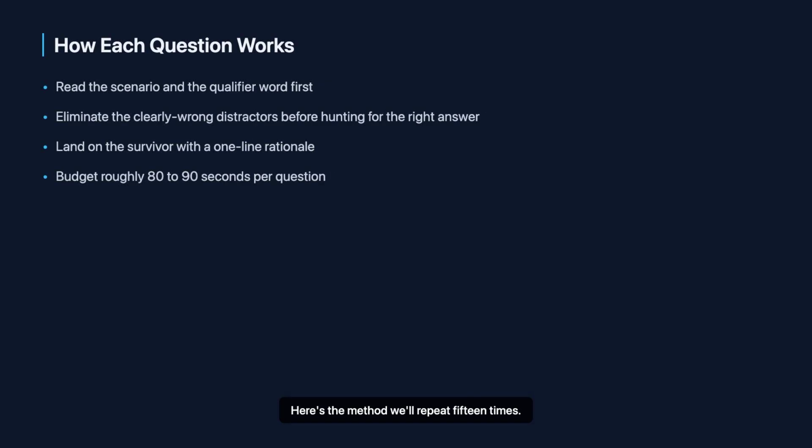Here's the method we'll repeat 15 times. First, read the scenario and find the qualifier word: the most cost-effective, the least overhead, the most secure. That word often decides everything. Second, eliminate the answers that are clearly wrong, rather than hunting straight for the perfect one. Third, land on whatever survives and say why in a single sentence. And keep your pace honest, because the clock is always running.